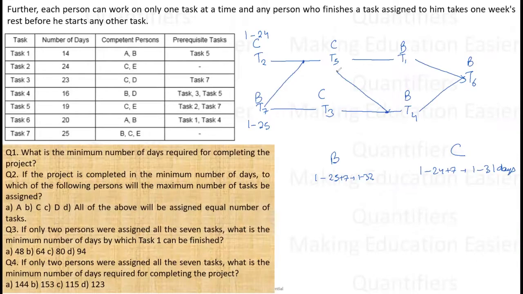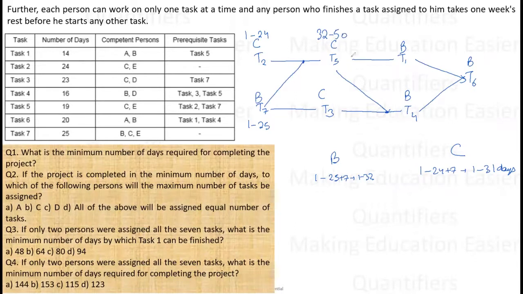Since C has to do both the tasks, but I will finish this first so that B can start this, or he has to do both things. So it does not matter. Let me give 32 here. Let's say task 5 is 32, and 19, 51. This is 50. Okay, 32 and 50.